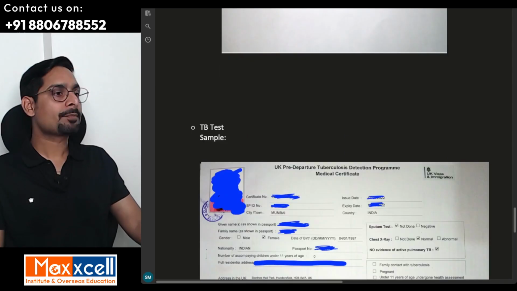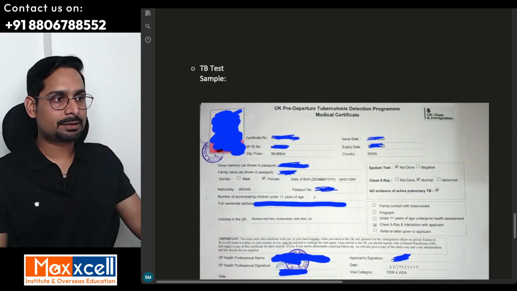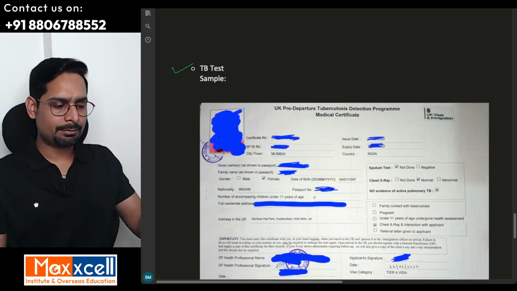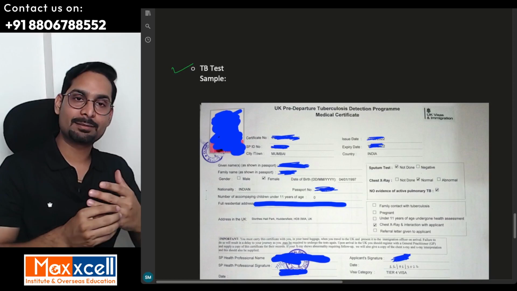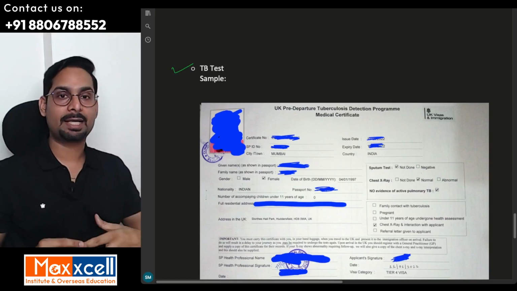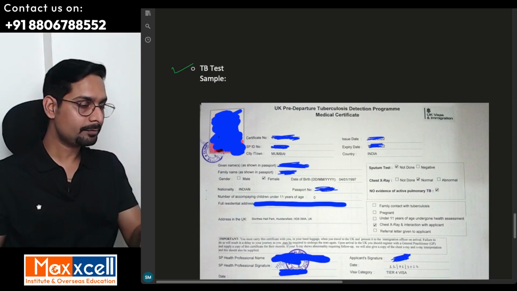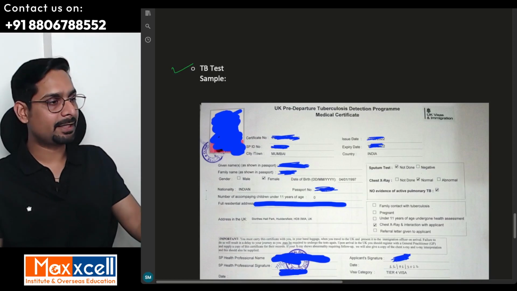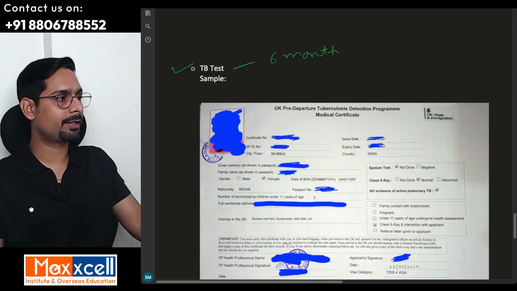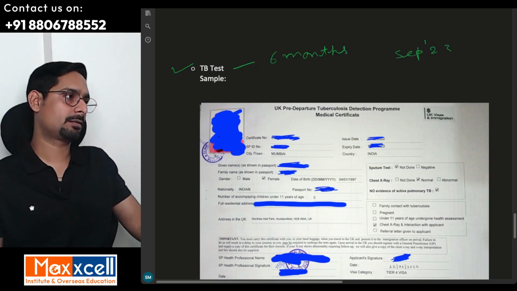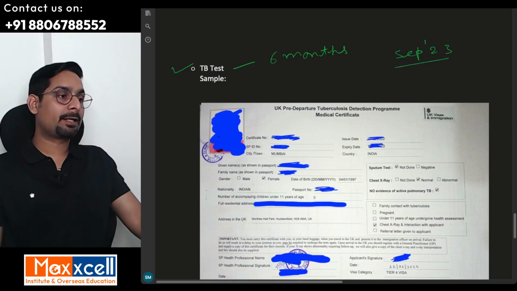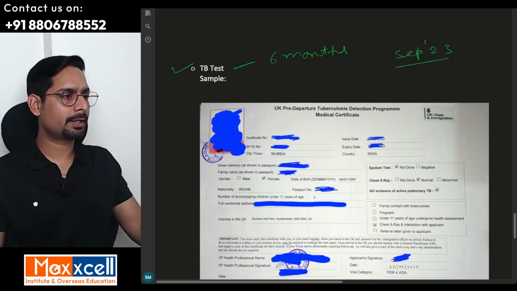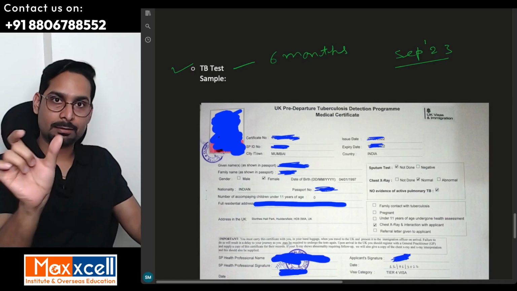Now the next document which is required for the CAS request is the TB test. Some universities will give you a CAS statement without this TB test report, but many universities will ask for it. This TB test report is valid for 6 months. For example, if you are going in September 23 and you are very sure about the university, then you can go for the TB test within these 6 months, not before.